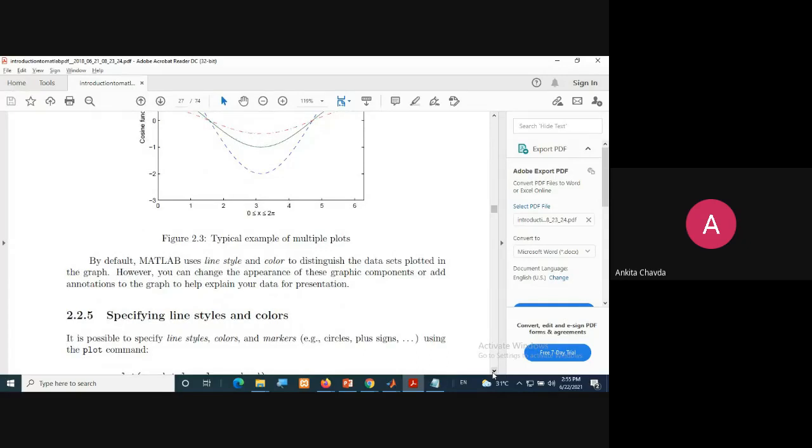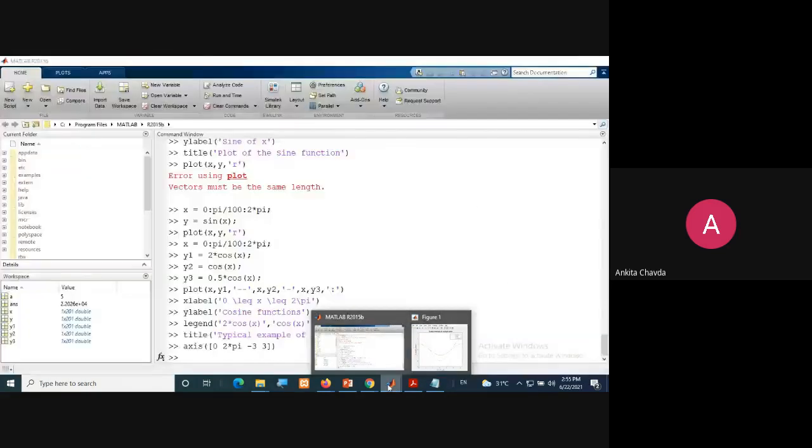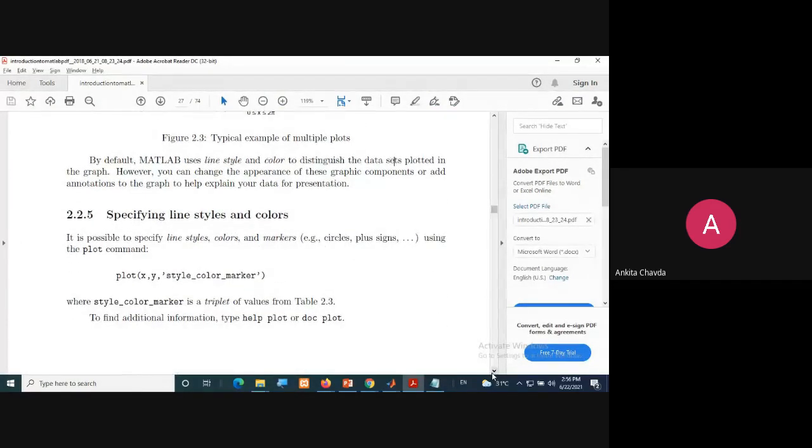Then here, you don't know which color sign is what, because we have written r, that is for red, right? But you don't know what is the short form for that. So for that, you can type help, and line styles, colors and everything you will get for the plot. So you can use help with the plot command. This plot will have this x, y, and the style, color, and marker. This many things you can specify, okay, with the space. So here you can find even the additional information with help plot or doc plot.